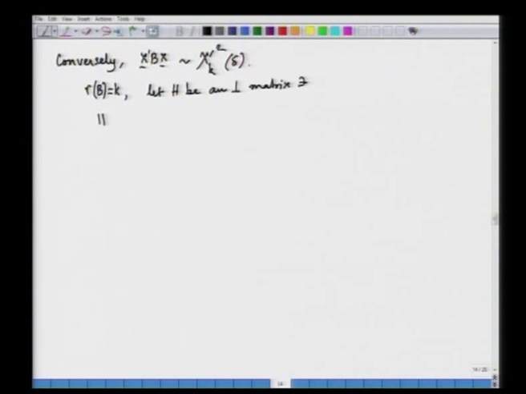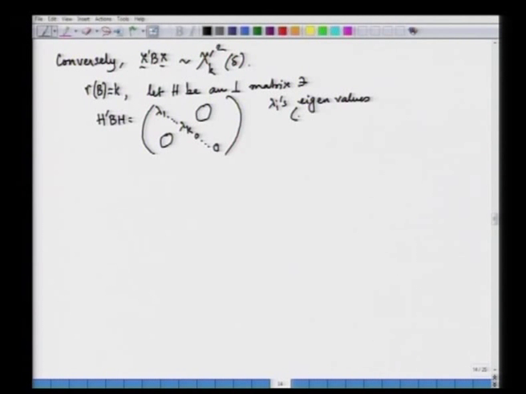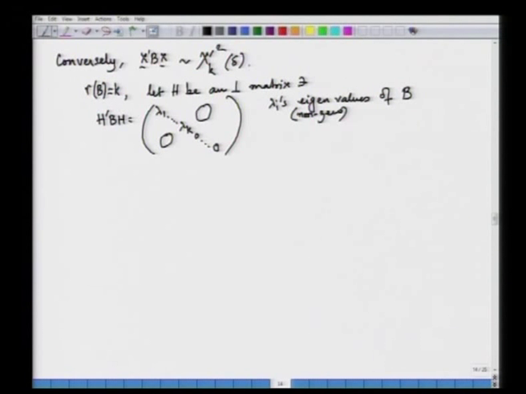such that H transpose B H is now a diagonal matrix, where the diagonal elements are some lambda 1 to lambda k, and the rest of them are all zeros. So, all elements below and above the diagonal are all 0. I have lambda i's as eigenvalues, essentially the non-zero eigenvalues of B, which is obvious because it has rank k. So, this is the form of H transpose B H now, as opposed to the earlier one where we had assumed idempotency. Here we do not assume idempotency.